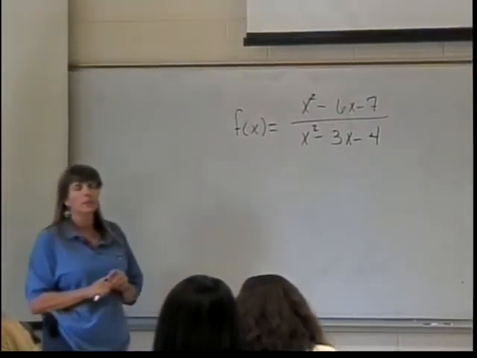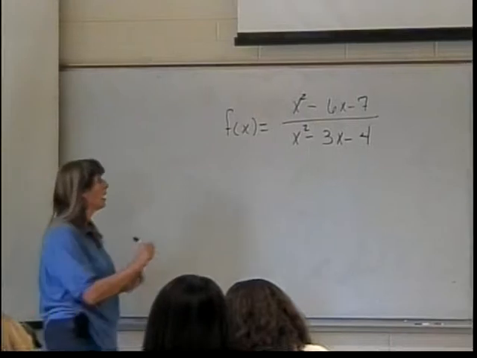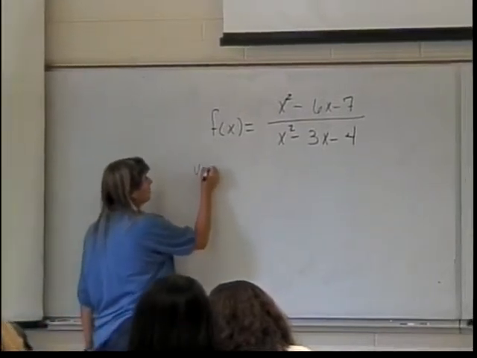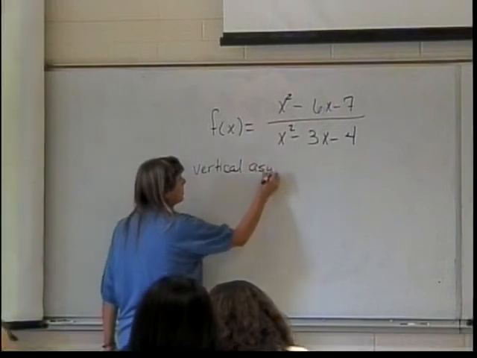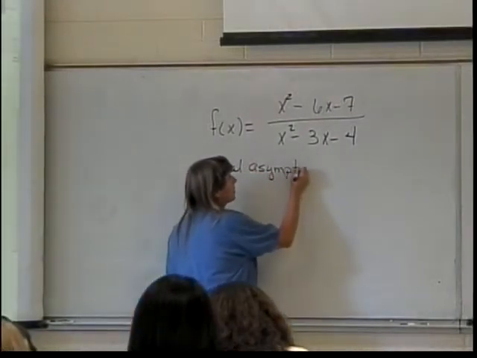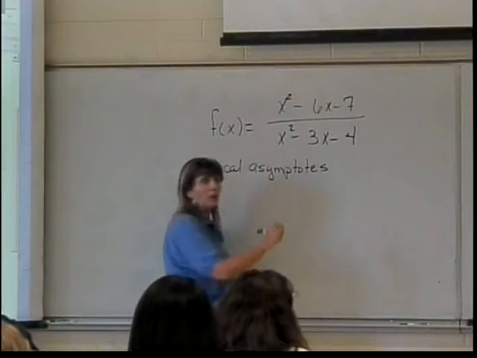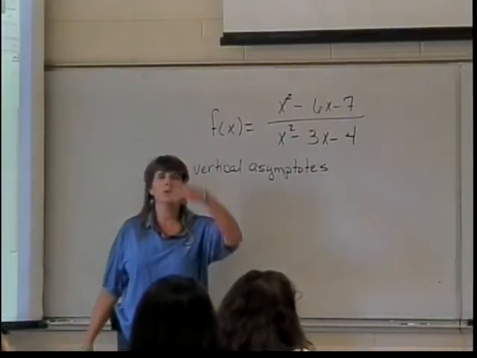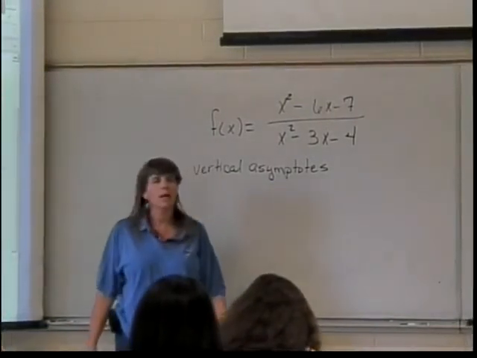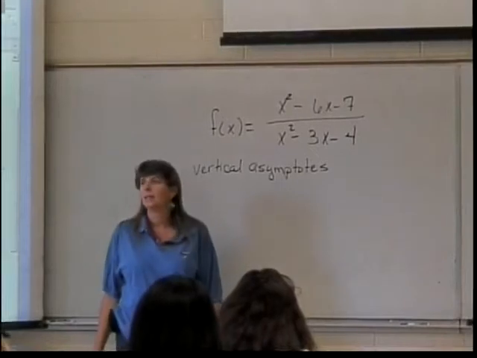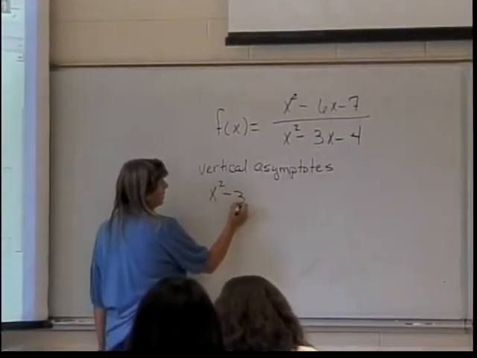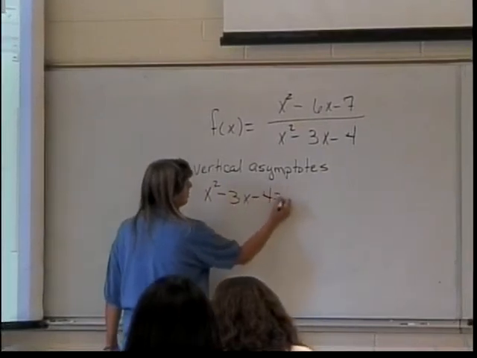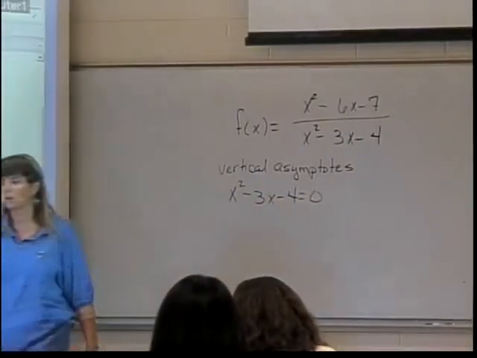All right, let's start with vertical asymptotes. How do I find vertical asymptotes? Come on, guys. Most of you have done this homework. Oh, look, we got that. You set the denominator equal to 0. You take your denominator, you set it equal to 0. x squared minus 3x minus 4 equals 0. And then what?